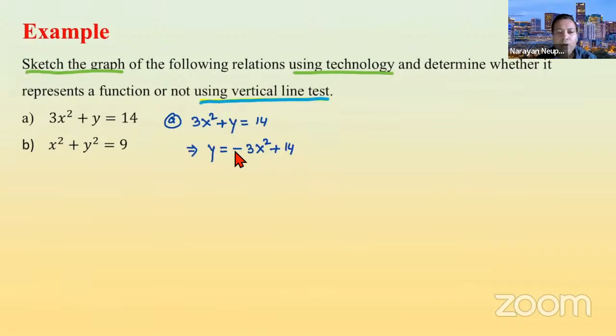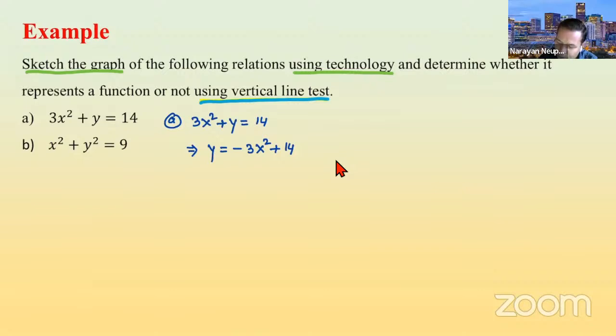Here the leading coefficient is negative. That means the graph will be opening downward. And we have a plus 14. That means from the origin, it is shifted 14 units up. I know those things about this parabola, so I can sketch it easily. But if you don't know, that's totally fine. You can use Desmos first, look at the graph, and copy that graph. So let me sketch that graph for you.